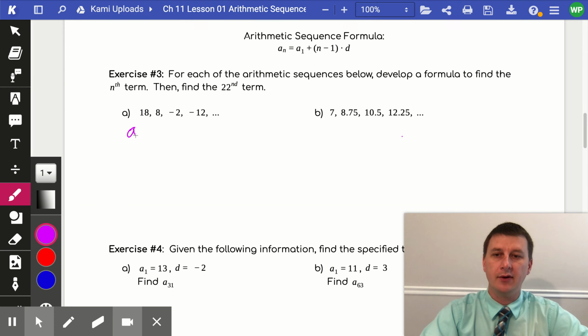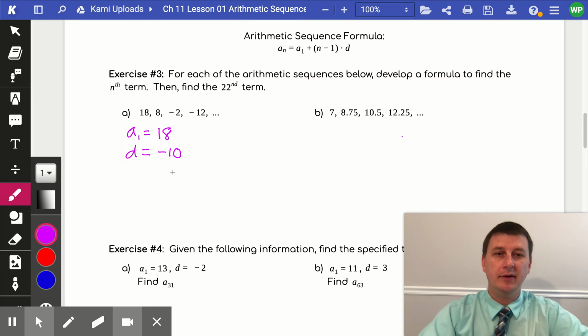So let's find out what our a sub 1 is. What's the first term of the sequence? It's literally the first number that's written in the sequence. So a sub 1 in this case is 18. Now we're also going to need to know our common difference. Our common difference is how we get from one number to the next. So if we're looking at 18, and then to 8, then to negative 2, then to negative 12, every single time, you should see that you're subtracting 10. So now we know all of the pieces of the puzzle.